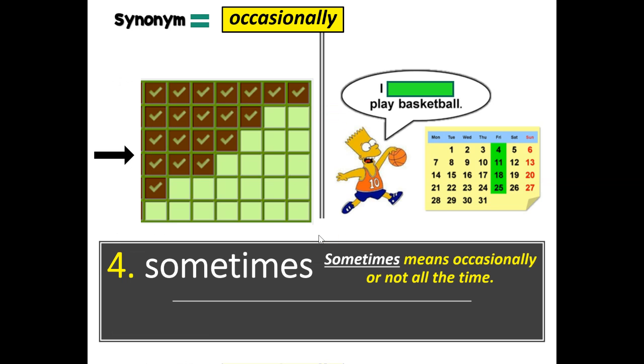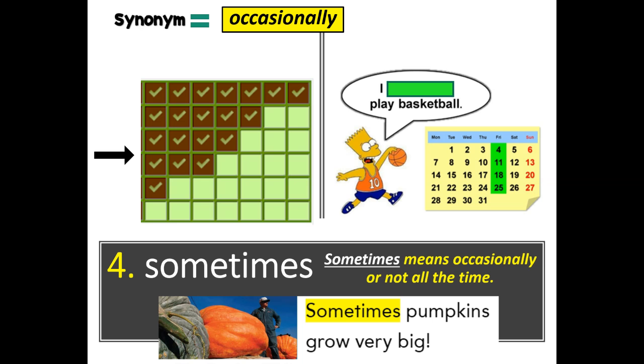So a synonym or a word that means the same could be occasionally, just like I sometimes play basketball or I occasionally play basketball, just on these highlighted days. Sometimes pumpkins grow very big, or occasionally pumpkins grow very big.